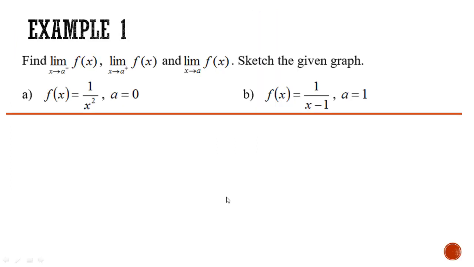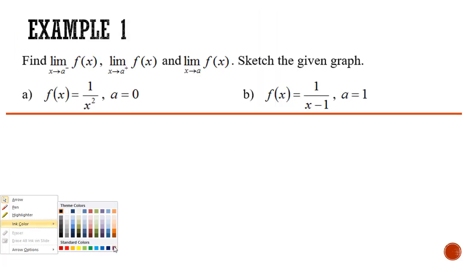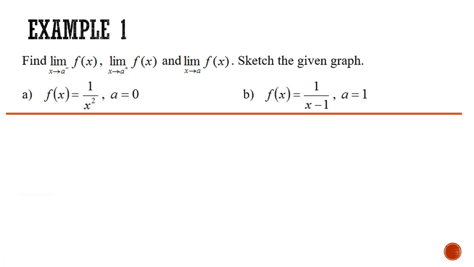Let's get some examples in finding infinite limits. These are 2 different examples with different denominators. We need to find the left and right side limits and also determine whether the limit exists or not. At last, we need to sketch a graph. So start from example A.